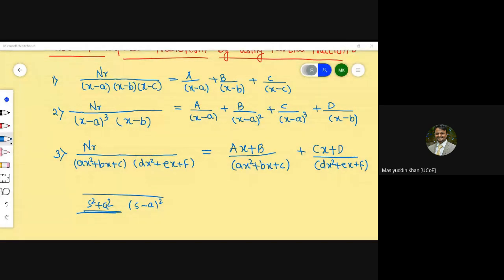Now we have to tackle a few numericals on the basis of partial fractions. If anyone still has any doubts after this, he or she can ask. If no doubts, I will take one example and we will solve it. Anyone having any doubts regarding this?